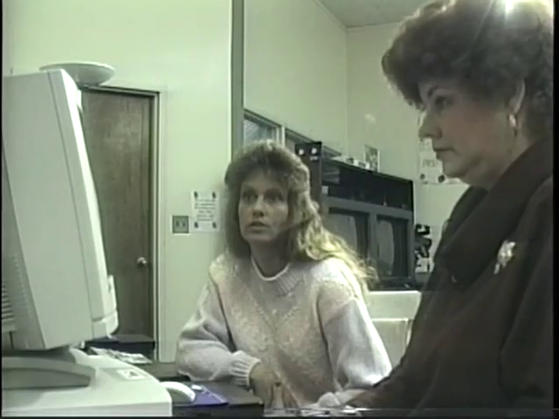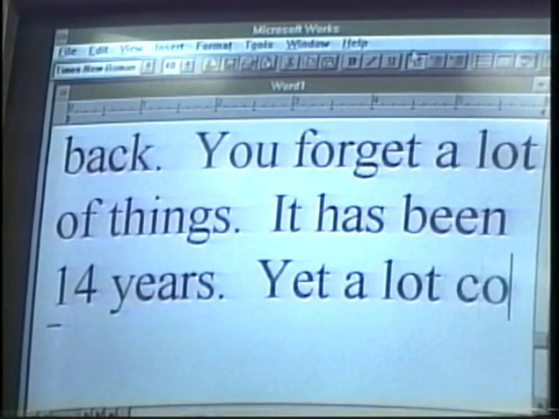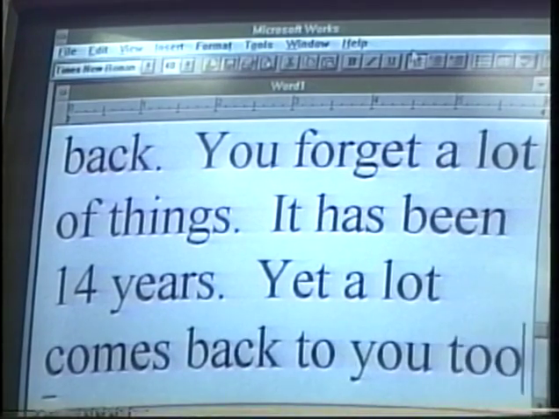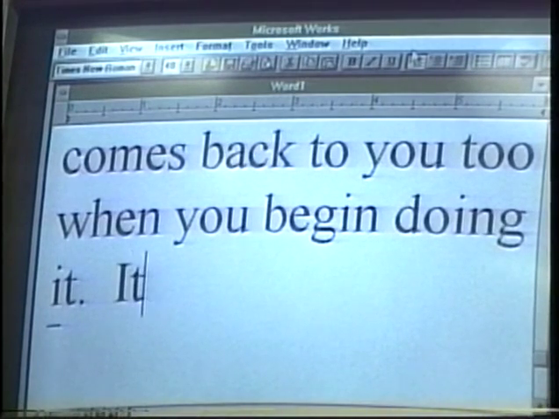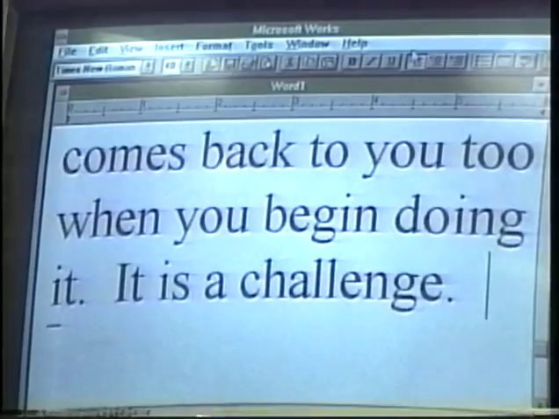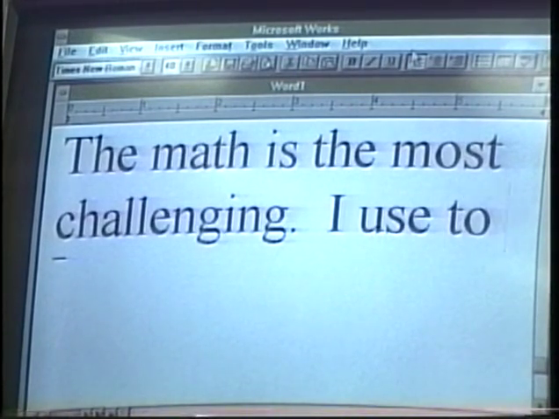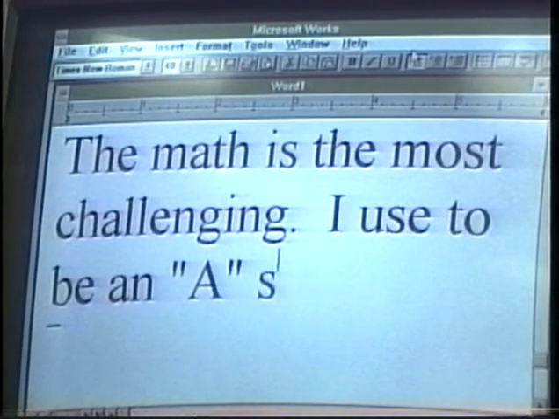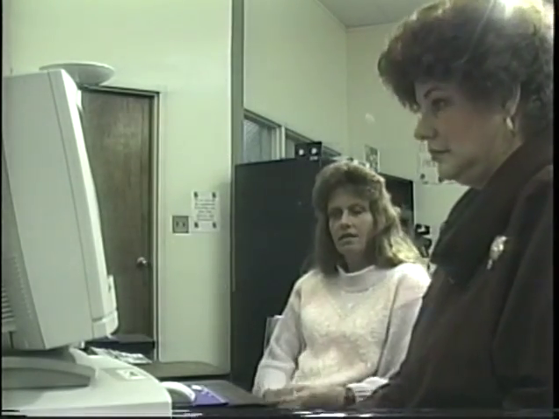It's been 14 years since I was in school. Forget a lot. But then yet a lot comes back to you too once you start doing it. And it's a challenge. What have you found the most challenging? The math. I used to be an A student, now it's like, whoa. Yeah, it's amazing how much you lose, I guess you'd say, in the years.